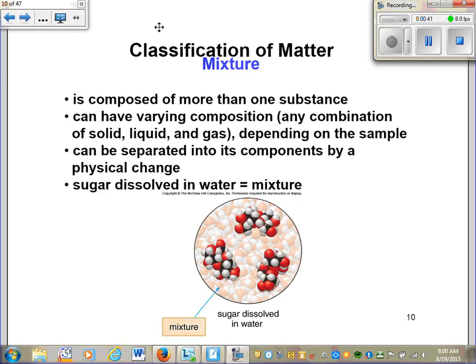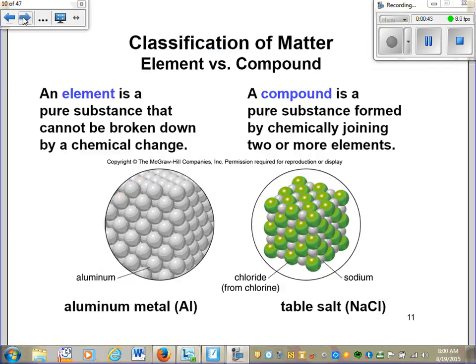Let's try this one. Element versus a compound. An element is a pure substance that cannot be broken down by any chemical reaction. So we have the periodic table of elements. You can't break them down. So now you cannot change lead into gold.